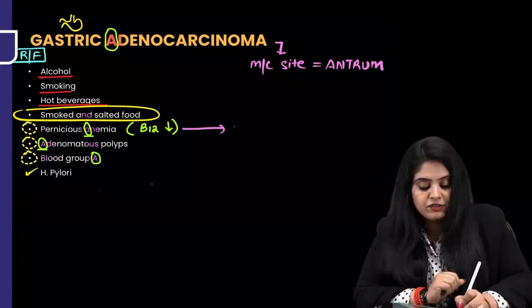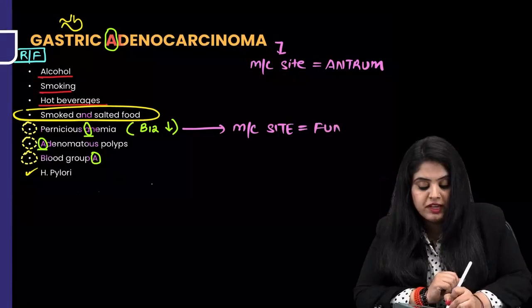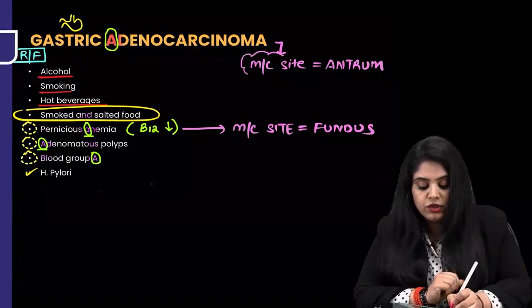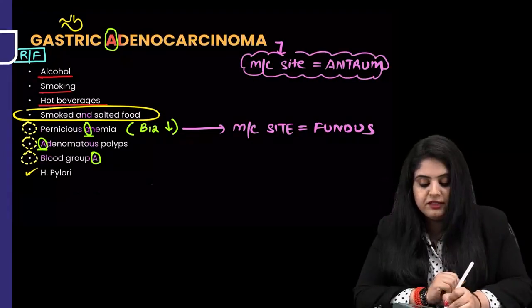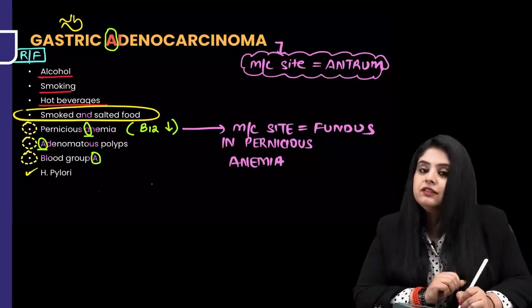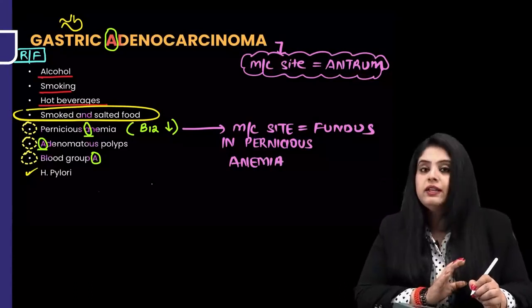But whenever gastric cancer occurs in pernicious anemia, the most common site becomes the fundus. Repeating, if you are just asked what is the most common site of gastric cancer, it is the antrum, but the most common site of gastric cancer that you have in pernicious anemia is going to be the fundus. Hope everyone's okay with this set of information. No concern, no queries. Yes.